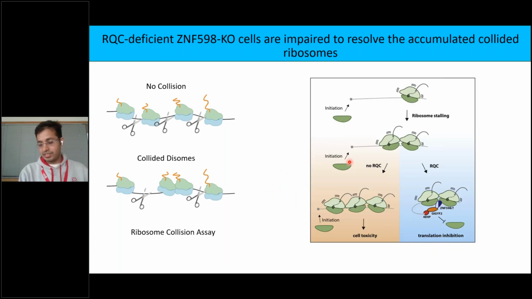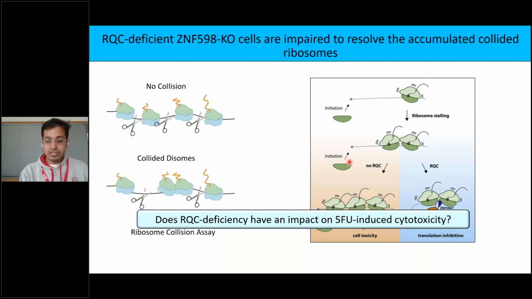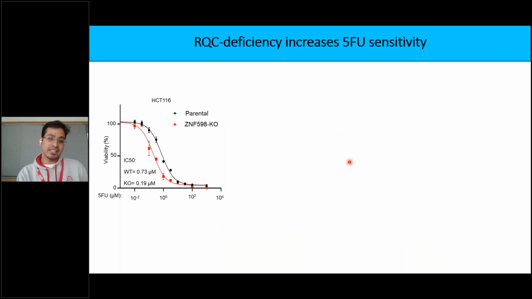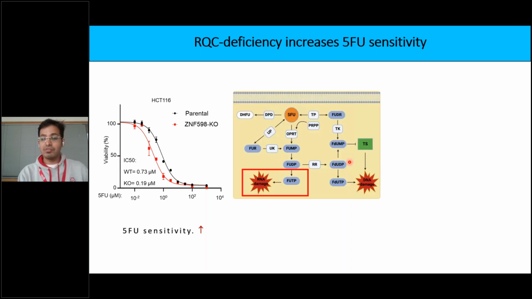And it has been previously postulated that activation of RQC leads to the clearance of the damaged RNA and the proteins, as well as the inhibition of translation. But when there is no RQC, it leads to cell toxicity. So does RQC deficiency have an impact on the 5-FU toxicity? To check that, we simply checked the level of the drug response after 5-FU treatment. And as we could see, in the knockout cells, there is high sensitivity to 5-FU.